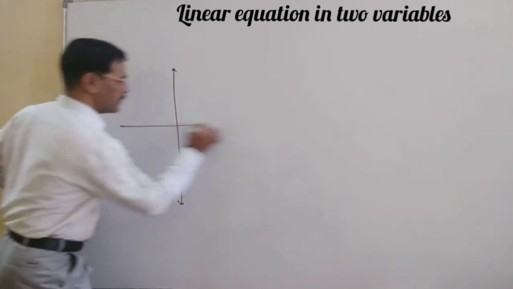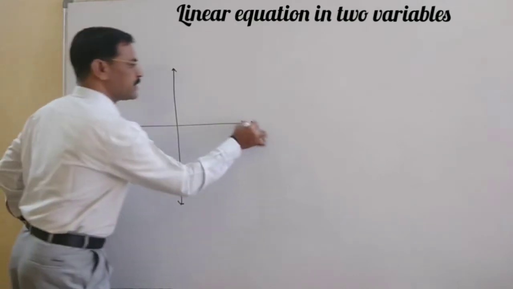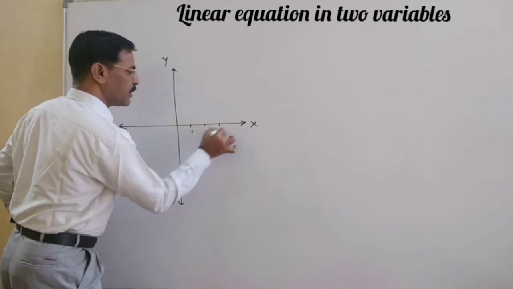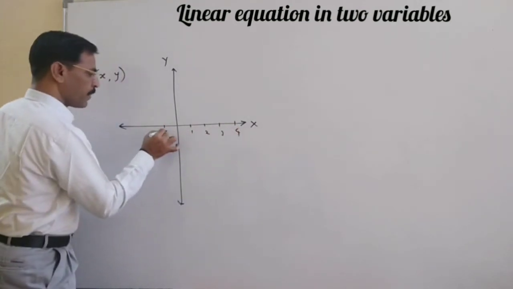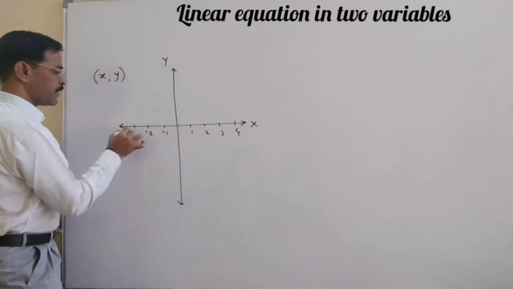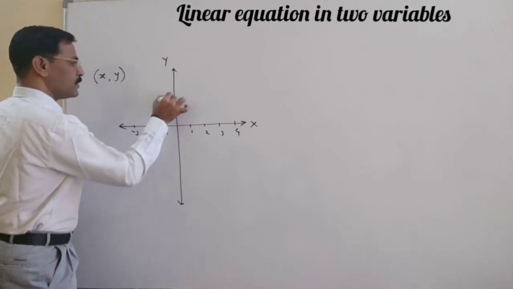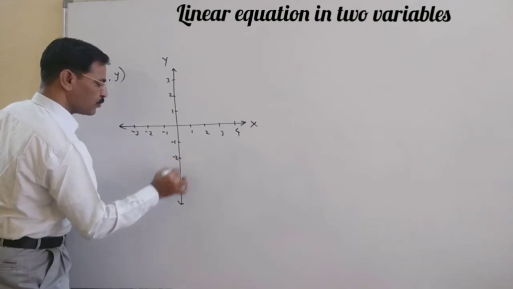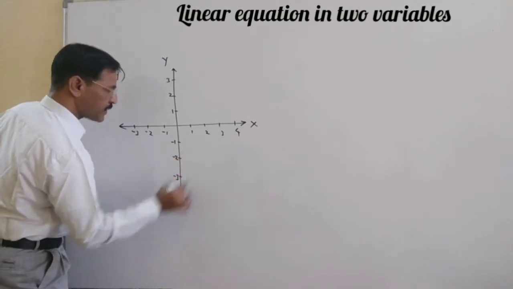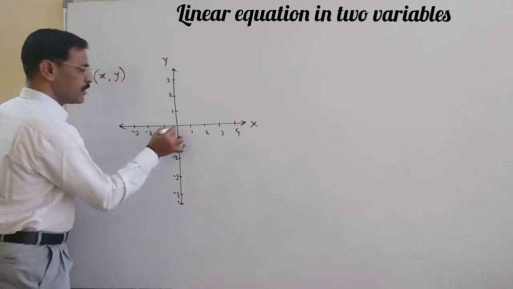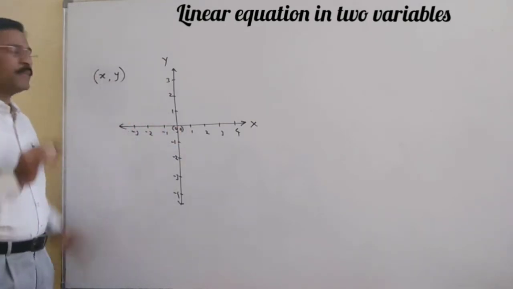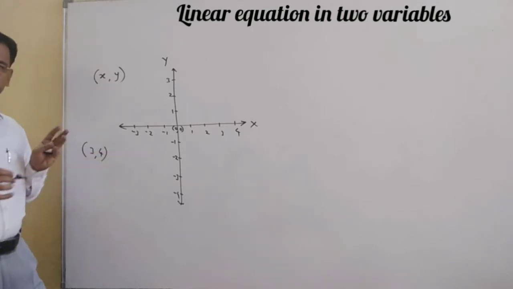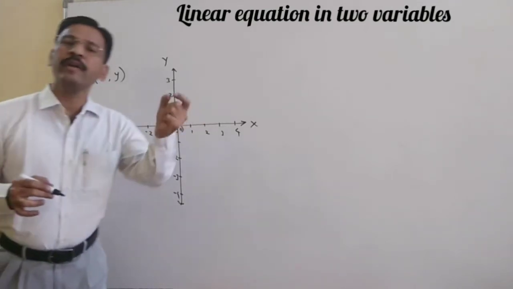Okay friends, this is the x-axis, this is the y-axis. This is 1, 2, 3, 4, and here -1, -2, -3, and here it is 1, 2, 3, and -1, -2, -3, suppose you have -4. This is x, y-axis, and this, as you know, is the origin. Suppose we need the point (3, 4). This point we are going to plot on graph paper.